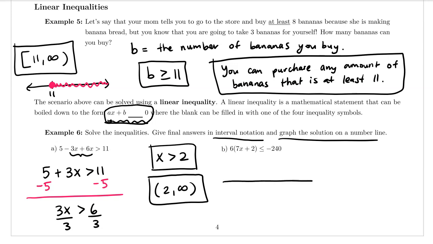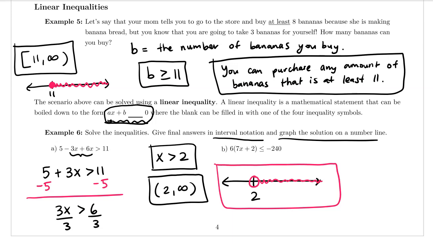And then if I were to graph this on a number line, here is 2. I'm going to put an open circle on 2 and then shade to the right. And so those are our 3 answers for part A.